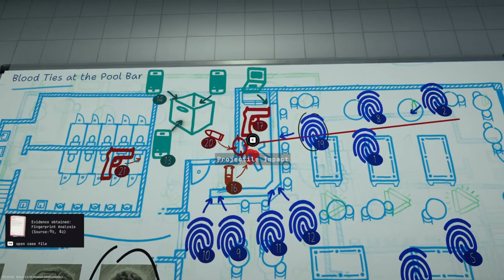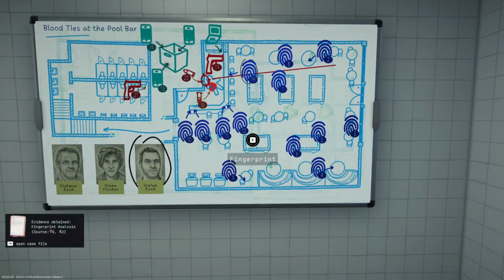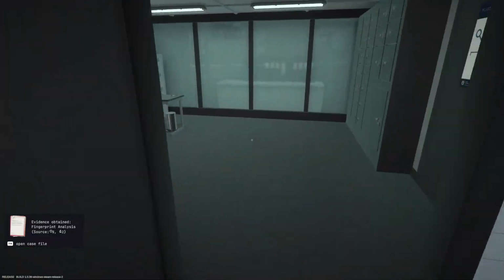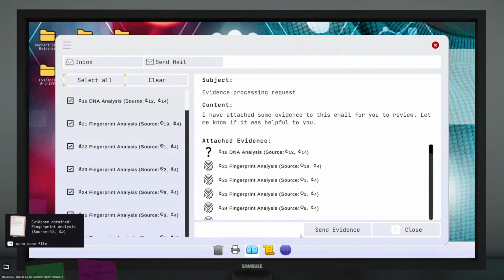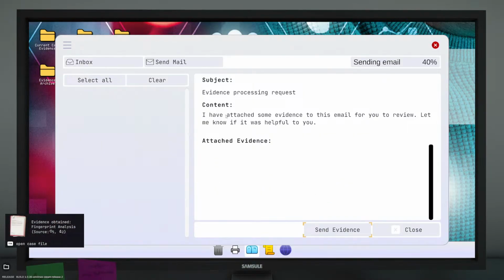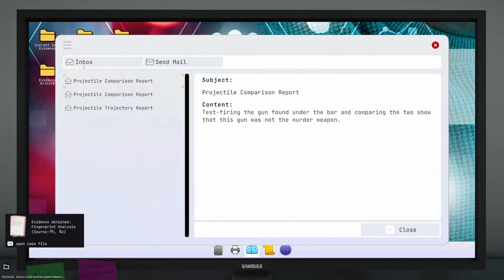Where the shot was fired. His gun was in there. It was him. It was his son. Unbelievable. DNA analysis. Alright, let's see what we get back here.